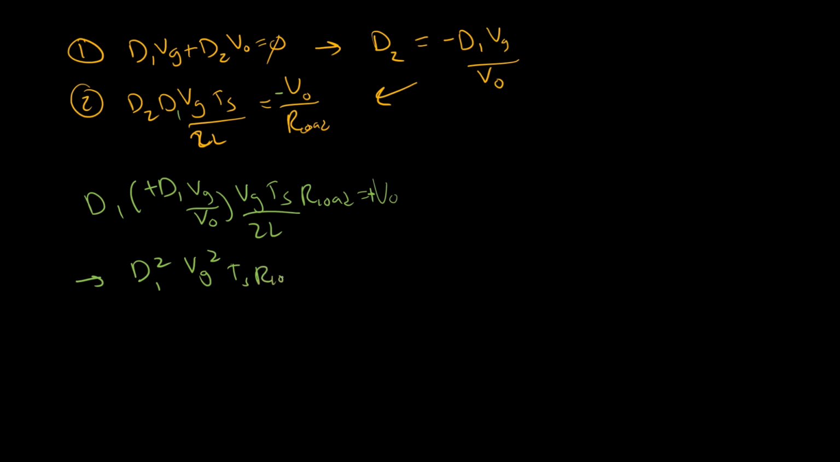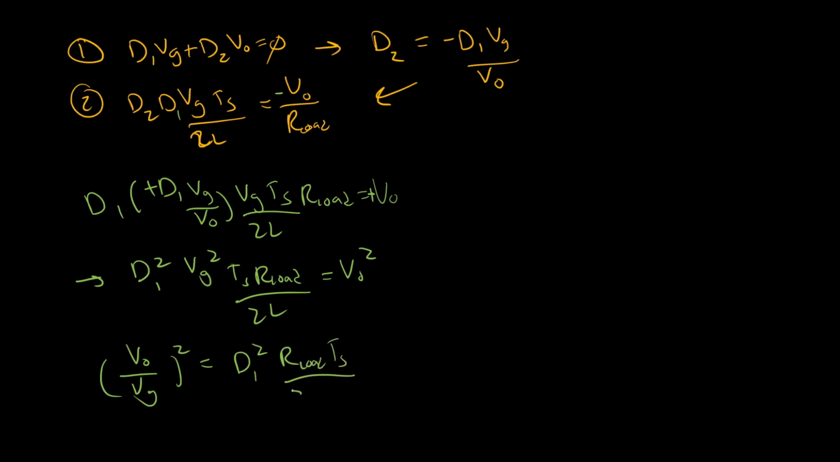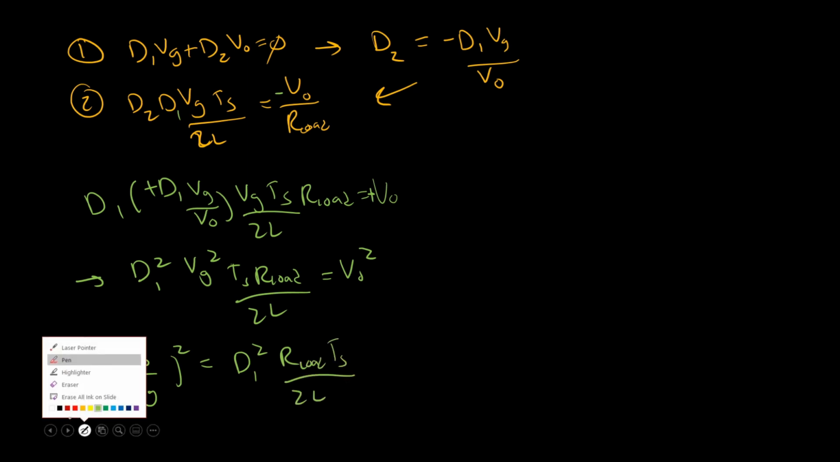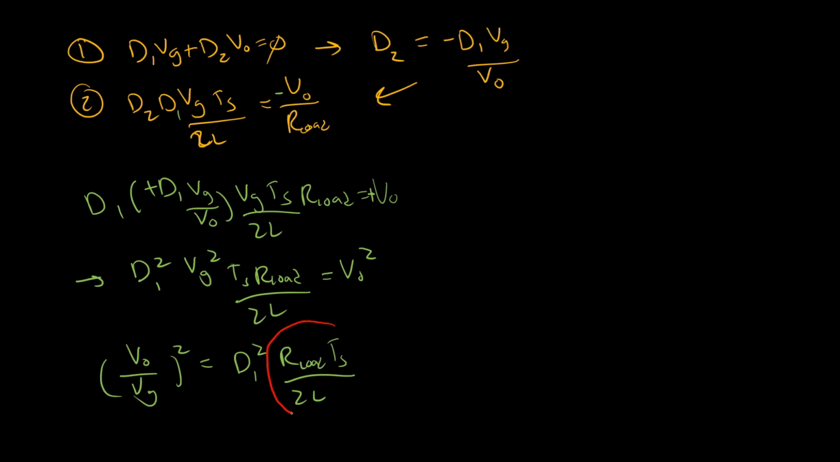TS, R load, again, this looks normal, right? Is equal to V out squared. And I'll just rearrange this once more. V out over VG, all squared, is equal to D1 squared, R load, TS over 2L. So this thing, that's equal to 1 over K.